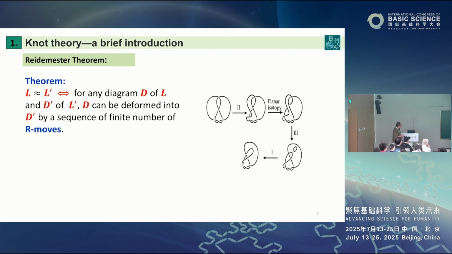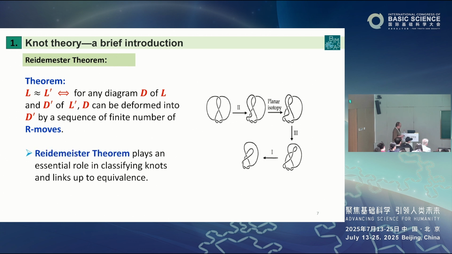So it is a theorem of Reidemeister which says two links are equivalent if and only if for any diagram D of L and D prime of L prime, D can be deformed into D prime by a sequence of a finite number of R moves. So here is an example. The Reidemeister theorem plays an essential role in classifying knots and links up to equivalence.